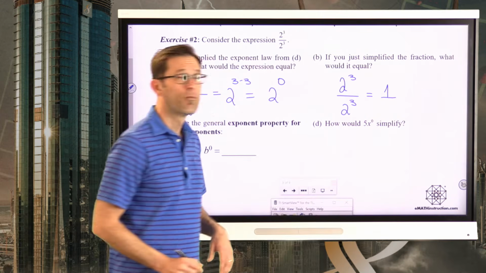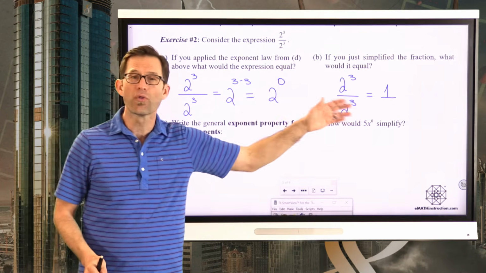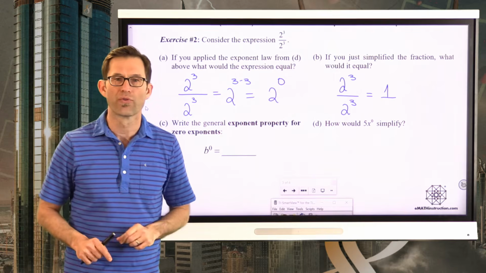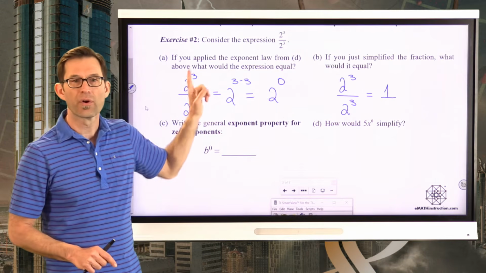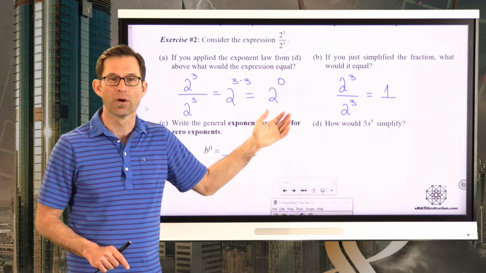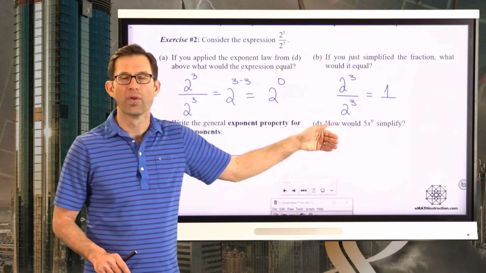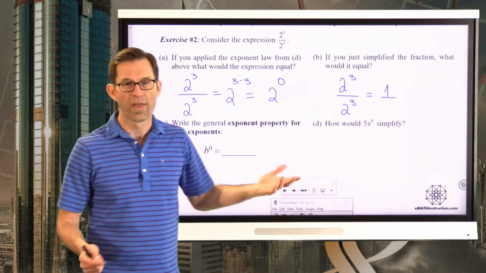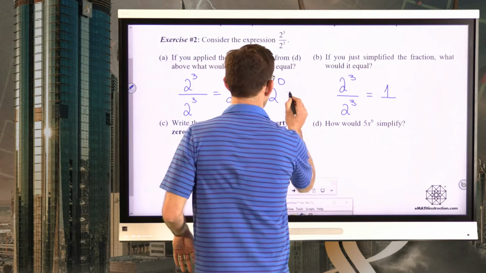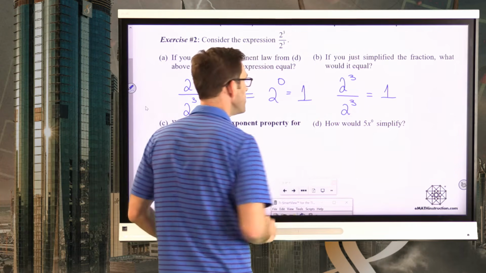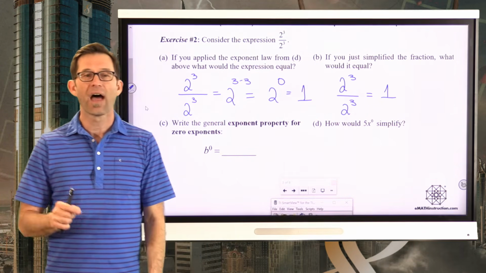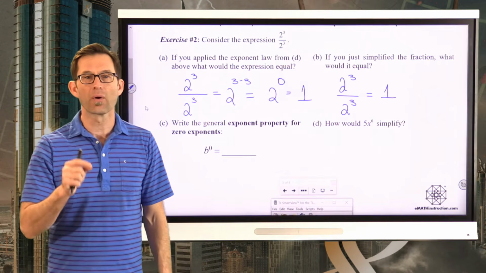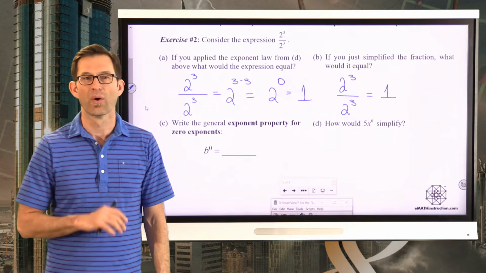Now, for these two things to both be true, and they are both true, if 2 to the 3rd divided by 2 to the 3rd is 2 to the 0, and 2 to the 3rd divided by 2 to the 3rd is equal to 1, well, that means that 2 to the 0 must be equal to 1. And in fact, that gets at our general exponent property for 0 exponents.